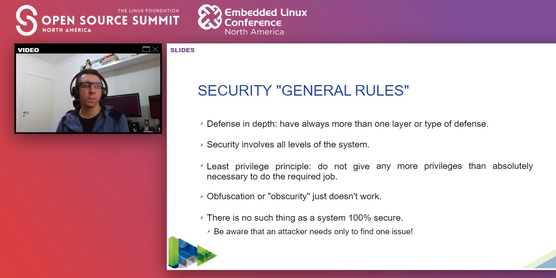Some general rules about security. So we really need to think about the defense in depth, right? Layer on top of layer of security. Security involves all of the levels of the system. So if you only think about the security of the device, what about the security of the cloud system that the device connects on? You have to think about it also. Always use the least privilege principle. Don't use obscurity or obfuscation. Don't invent your own algorithms. Don't do that.